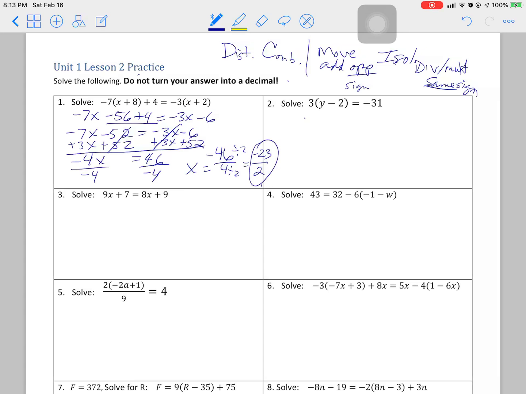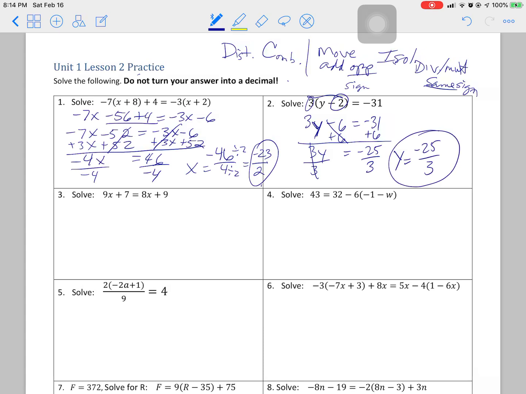Next one, distribute. And that's sitting there. And this is my only variable term right here. So that means this has got to go. So it's got to be moved to the other side by adding its opposite. Makes it go away. I think that's negative 25 divided by 3 divided by 3. Y is going to equal negative 25 over 3.